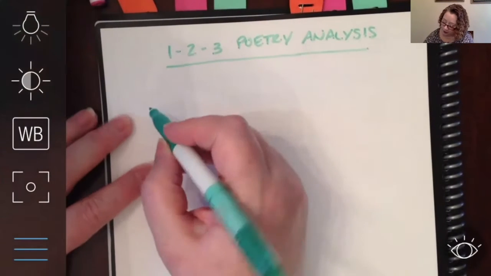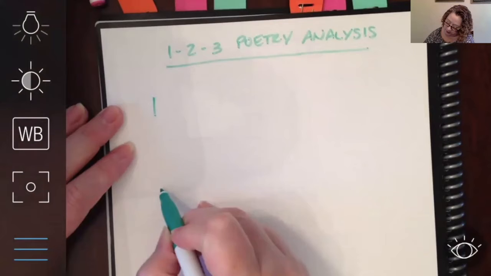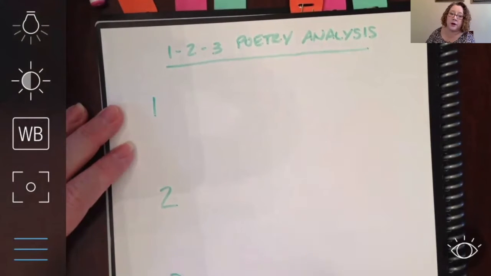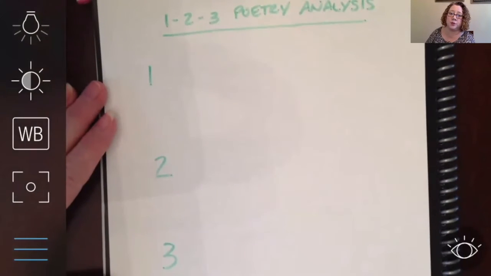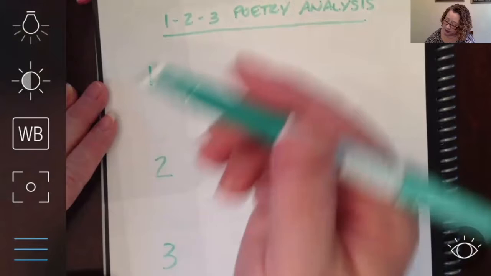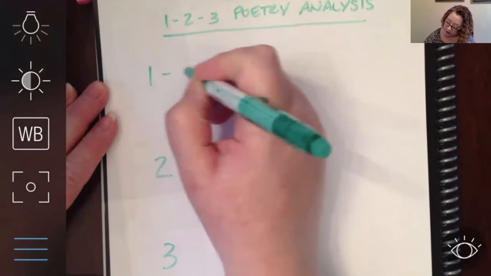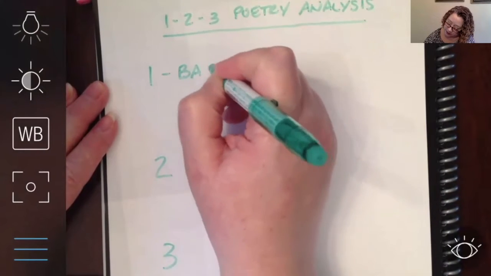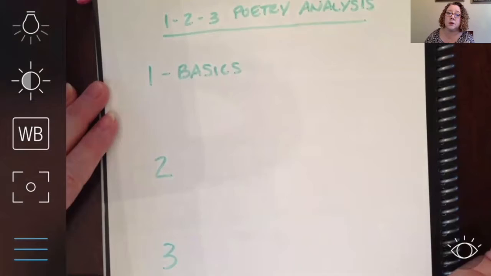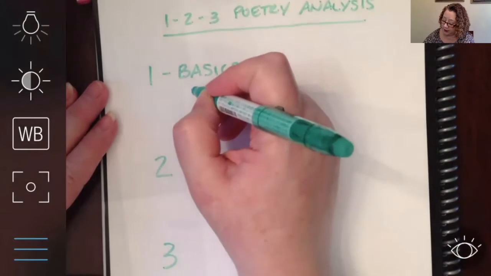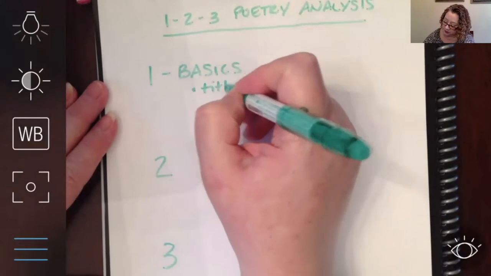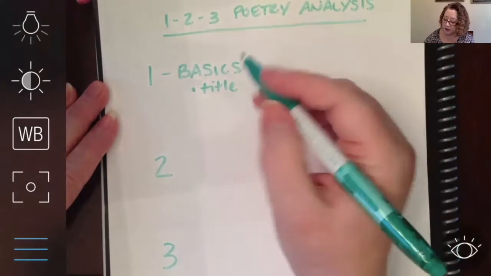So the 1, 2, 3 poetry analysis sounds simple, right? 1, 2, 3 sounds simple. There are 3 times that you're going to read the poem. That's why it's called 1, 2, 3 poetry analysis. The first time that we read it for the basics, we're looking at things like the title. We're kind of speculating about the title.